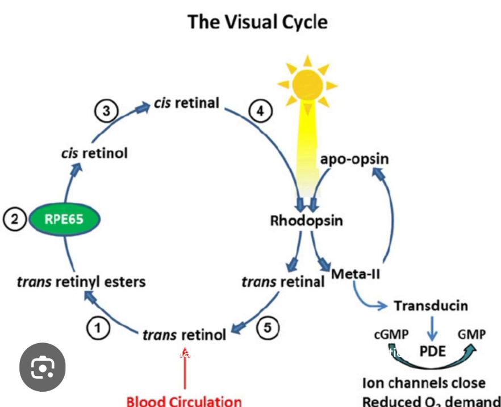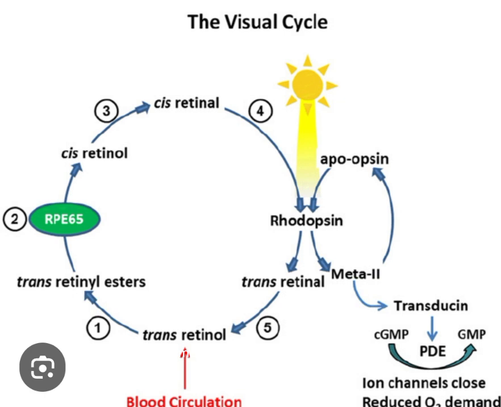Role of the visual cycle in dark and light adaptation. Dark adaptation occurs when rhodopsin and other visual pigments regenerate after being exposed to bright light, allowing the eye to regain sensitivity to low light conditions. Light adaptation involves the rapid breakdown of rhodopsin in bright light, reducing the sensitivity of the retina to prevent overstimulation.